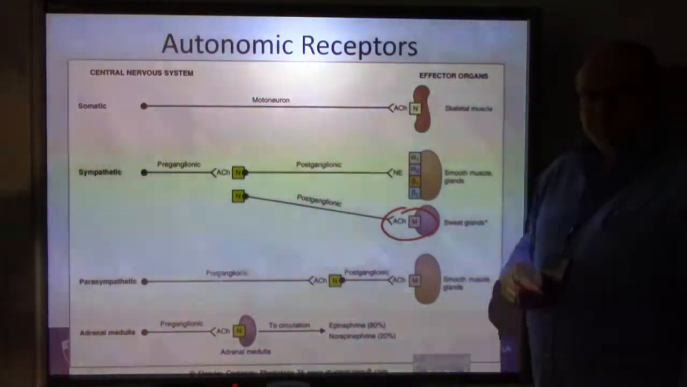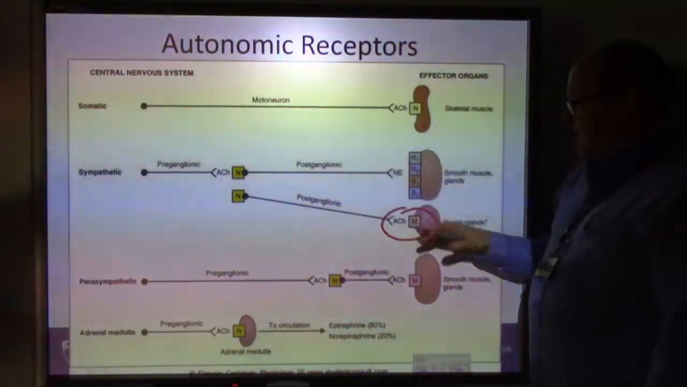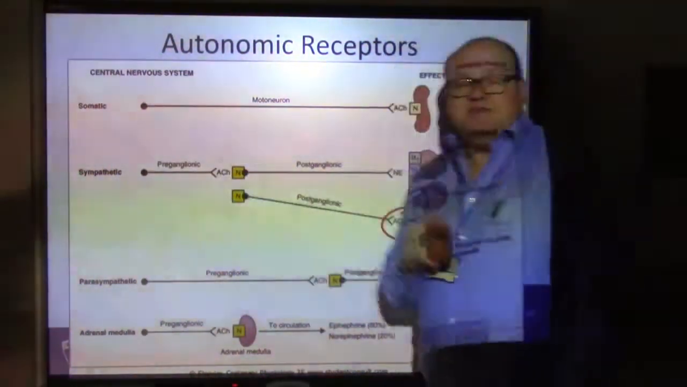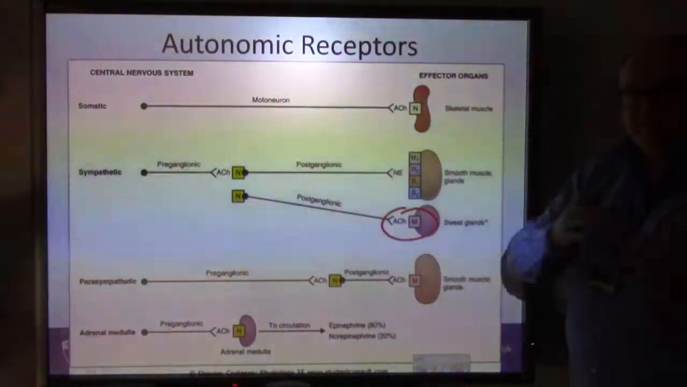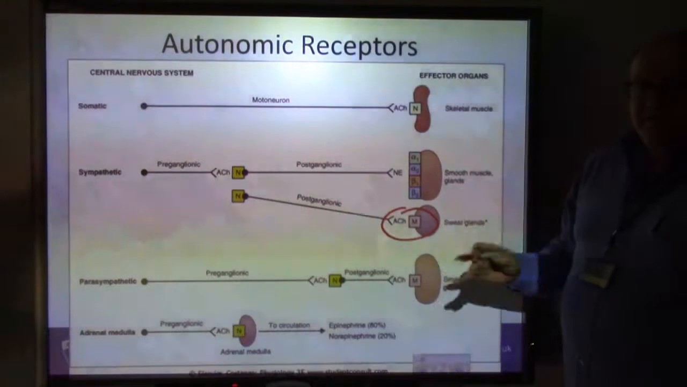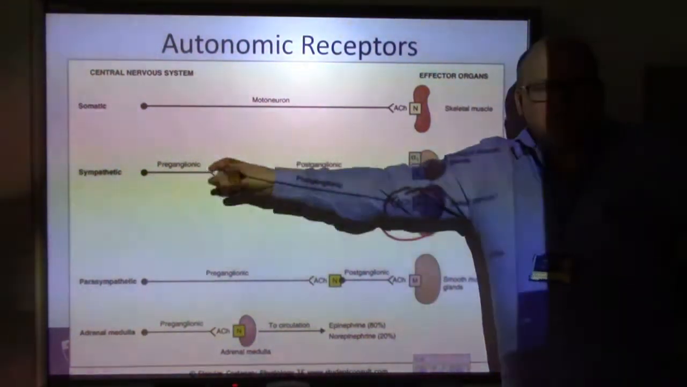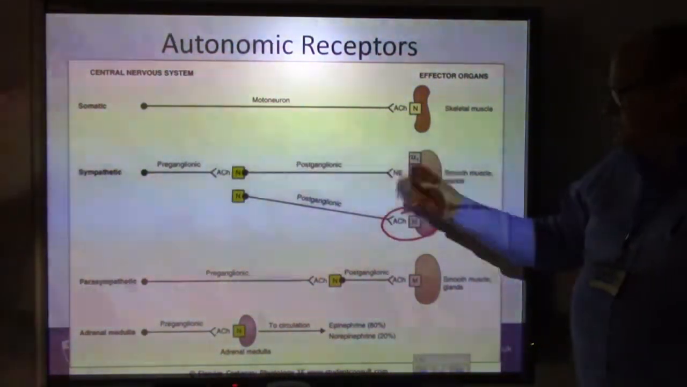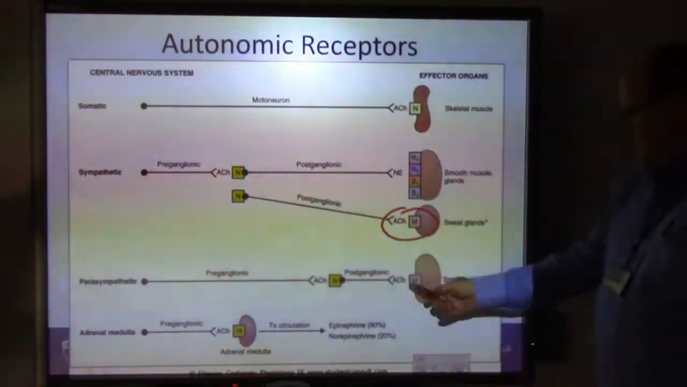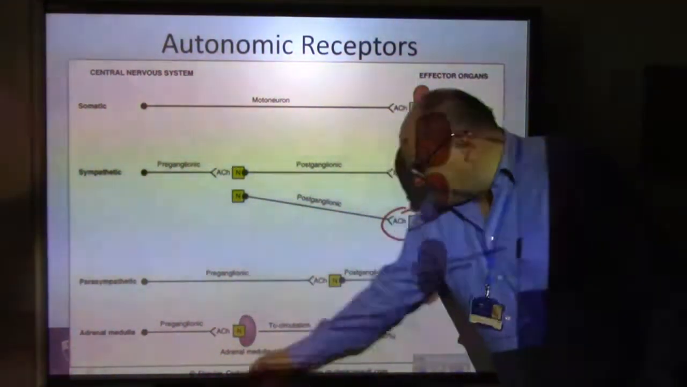You need to increase sweat production. Sweat glands contain muscarinic receptors, but they need to be activated, if you like, simultaneously with the sympathetics, so that they go hand in hand. So that's the exception to the rule. Other than that, the terminal part of a sympathetic pathway is always releasing noradrenaline, and the terminal part of a parasympathetic pathway is always releasing acetylcholine.